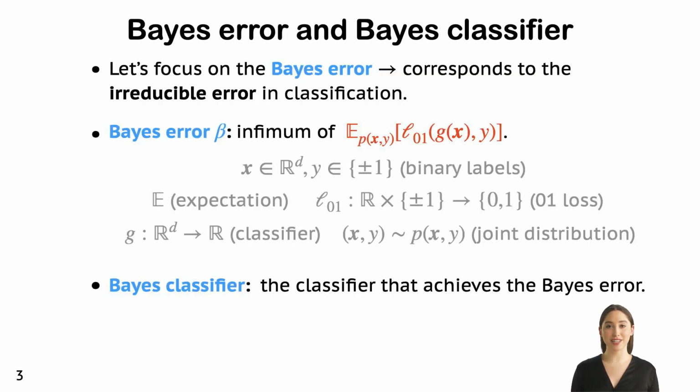Our paper focuses on the Bayes error, which corresponds to the irreducible error in supervised classification problems. The Bayes error, beta, can be defined as the infimum of the expectation of the 0-1 loss function. For simplicity, we only discuss the binary classification case where y is positive or negative. The Bayes classifier is the classifier that achieves the Bayes error.